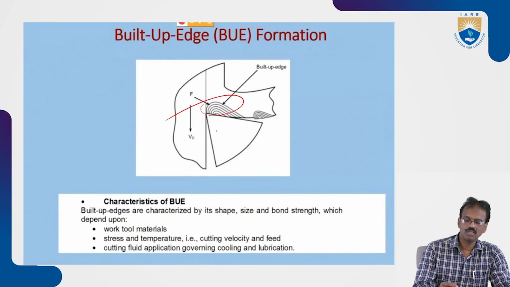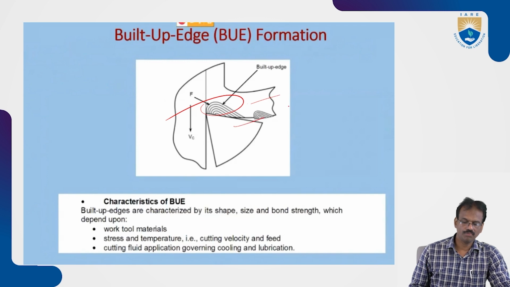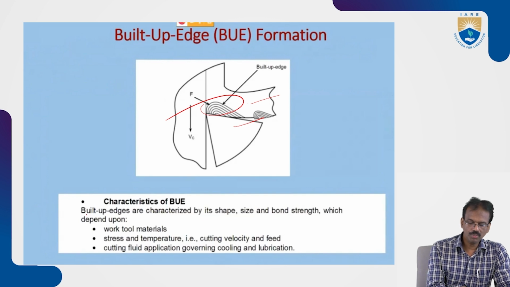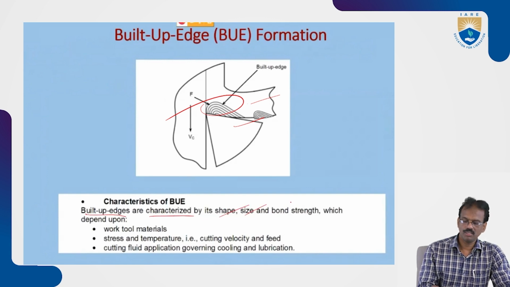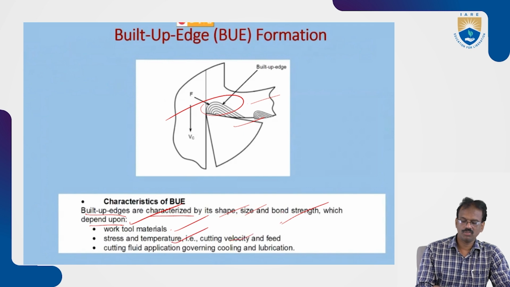Okay, this type of build-up edge means welding between the chip and the tool face, the rake face, will generate due to high heating. So build-up edges are characterized by their shape, size, and bond strength. Mainly it depends upon the workpiece material, stress, and temperature, like cutting velocity and feed.